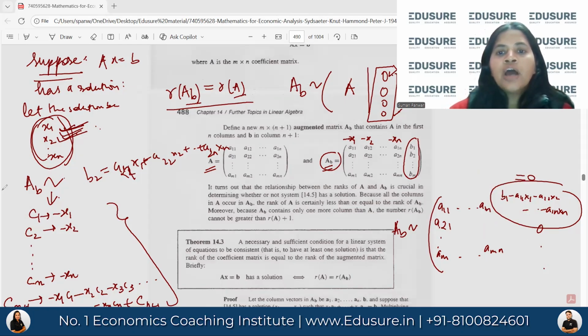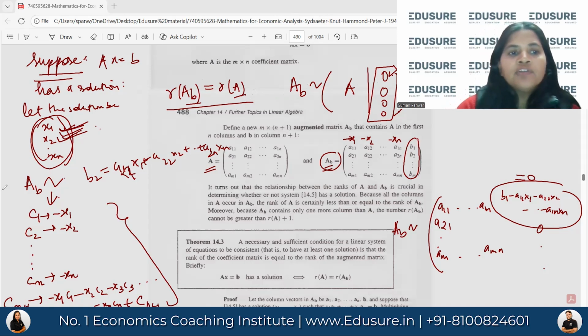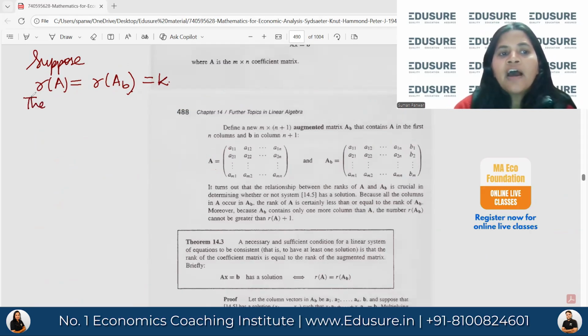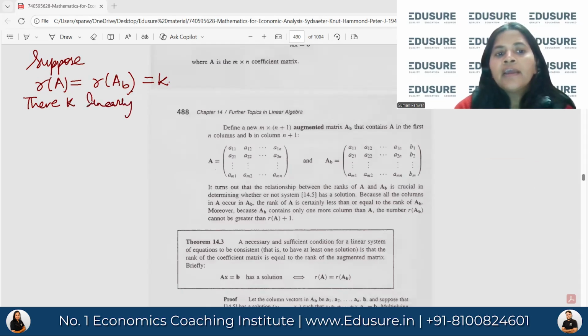Let's see. So now what is the other way around? Suppose the rank of A is equal to the rank of the augmented matrix B, and suppose this is equal to K. What does it mean? It means that there are K linearly independent columns in A and AB both.